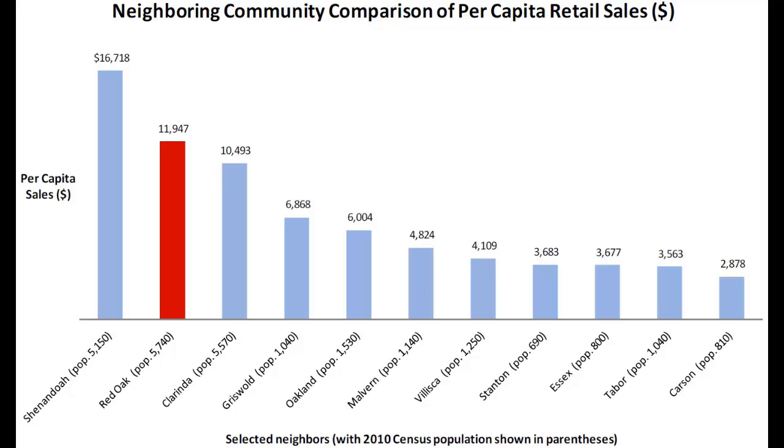This is a chart of neighboring community comparison of per capita retail sales. These are neighboring communities as rated by per capita sales. We see Shenandoah comes in at number 1 with 16,718, and then Red Oak's number 2 with 11,947, and then Clarinda in third, and then the other communities on down.